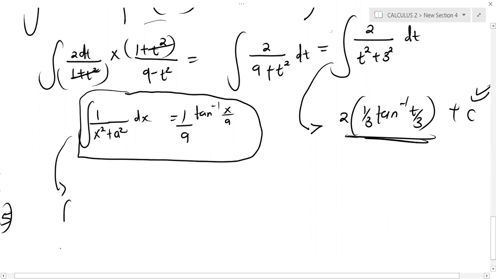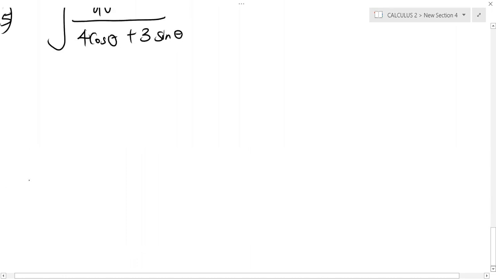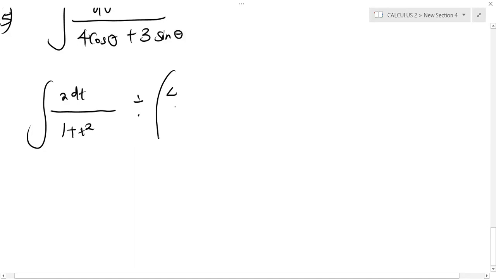So we have the integral of d theta over 4 cos theta plus 3 sine theta. Let's go on with the substitution. Substituting the values of d theta, cos theta, and sine theta, this will be the integral where d theta is the same as 2 dt, all this divided by 1 plus t squared, divided by 4 cos theta.